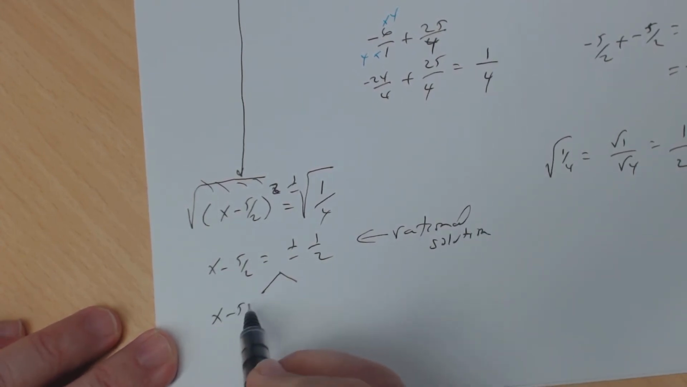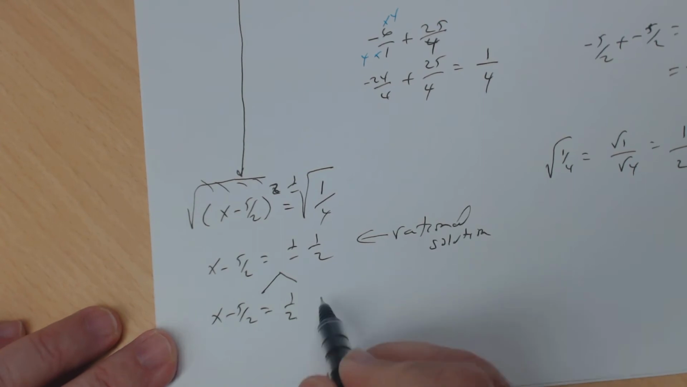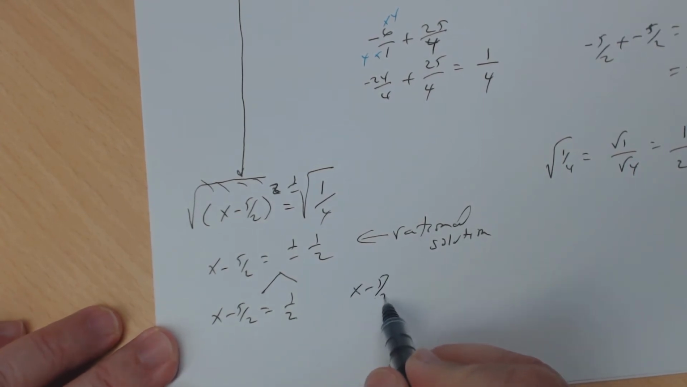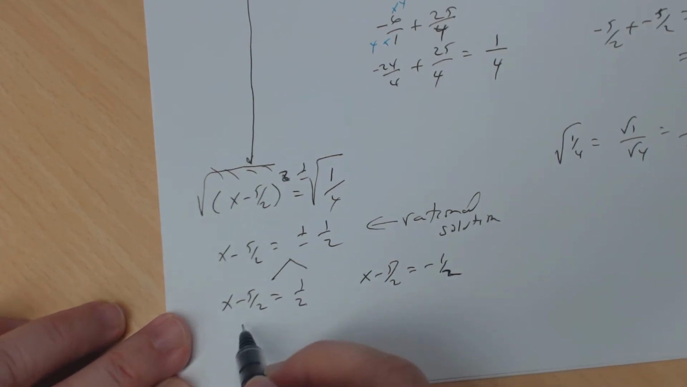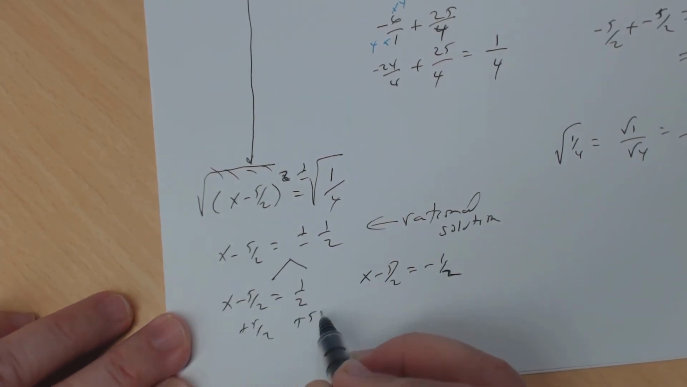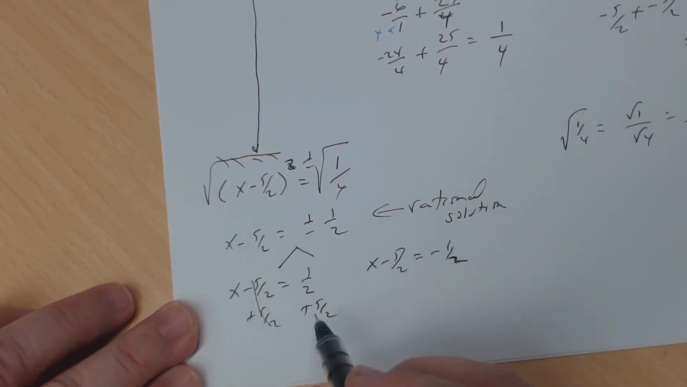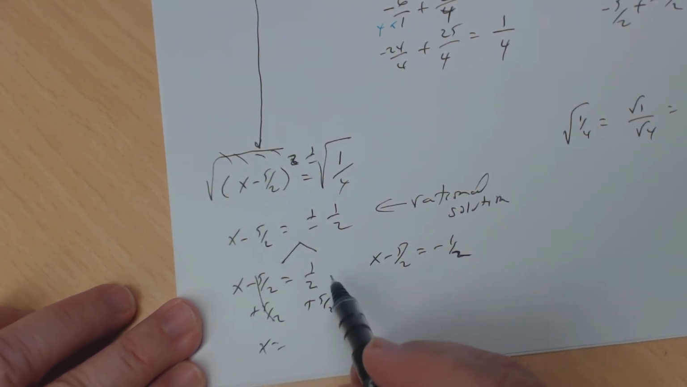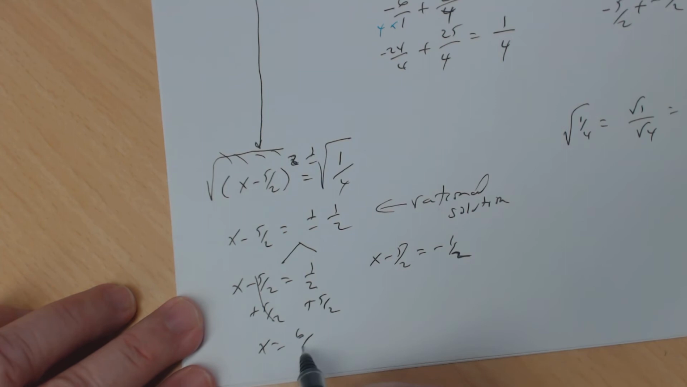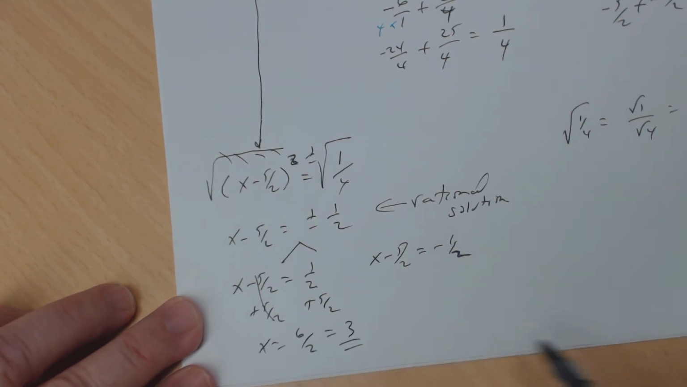So I'm going to get x minus 5 halves equals 1/2, and x minus 5 halves equals a negative 1/2. And I'm going to add 5 halves to both sides. Combine like terms. This is 0 right here, so I get x, and 0 is x. Now 1/2 plus 5 halves is 6 halves, which is just 3. So one of your solutions is 3.